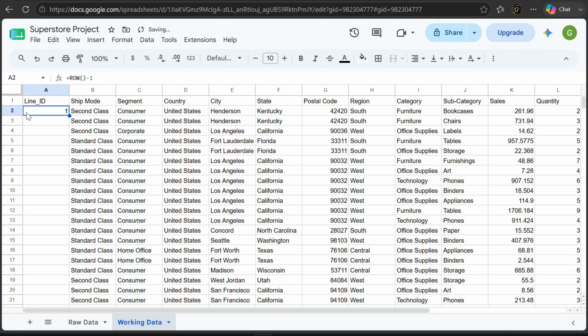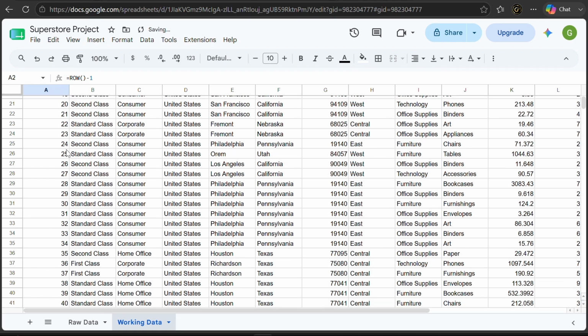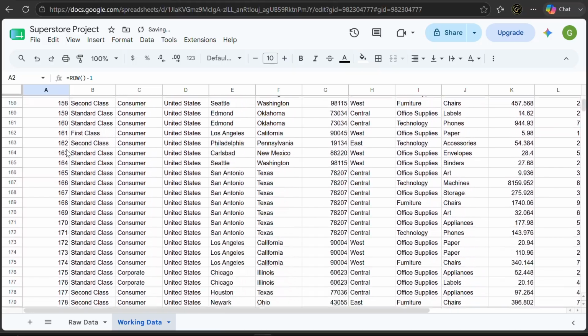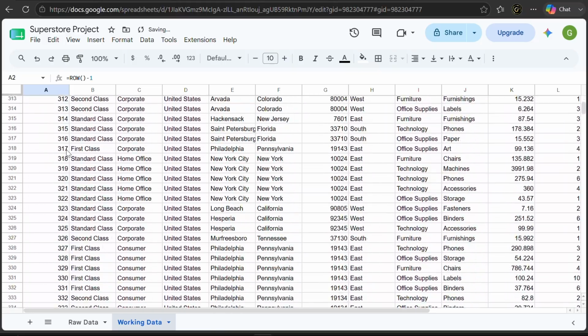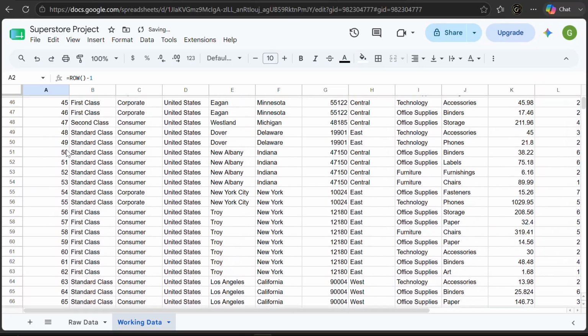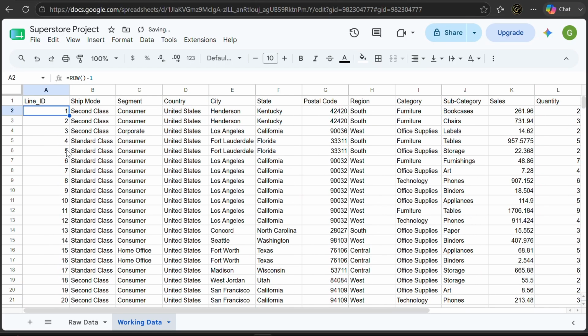Now why do you have 1 here? This is supposed to be row 2, right? It took the row number and then subtracted 1 from it, that's why you have 1 here. At this point, I'll just double click that circle so that it fills the rest. If you scroll down, you can see all the lines have been labeled now. That's the very first thing we did on this data set.